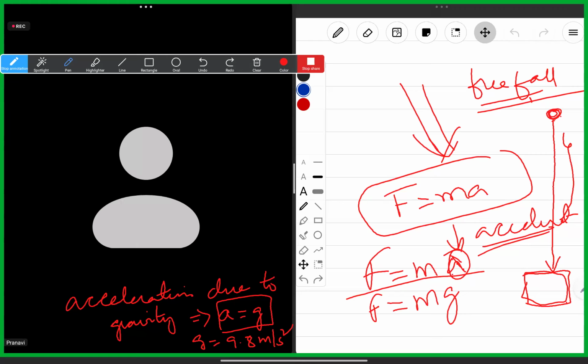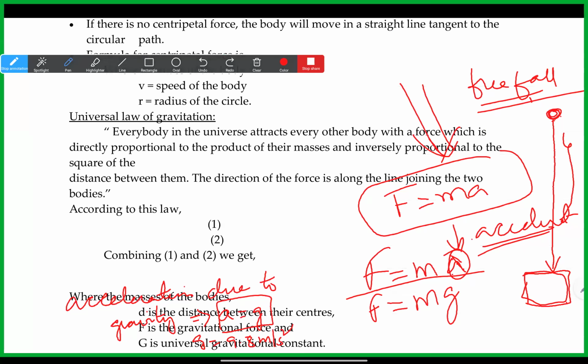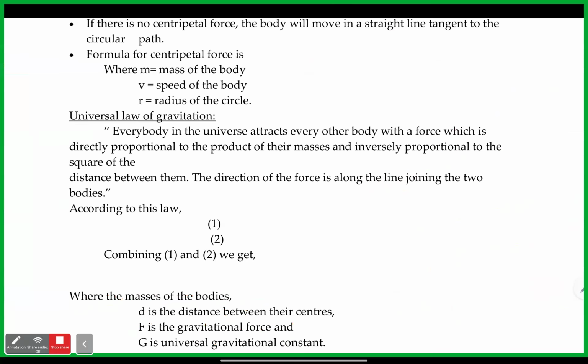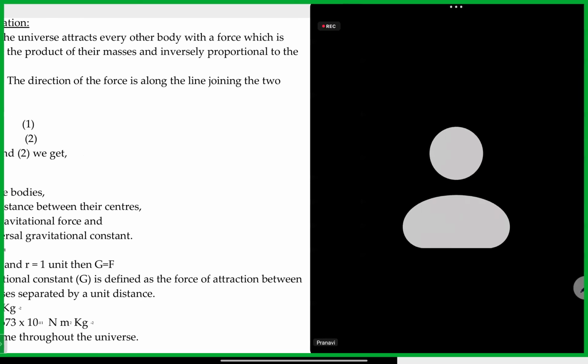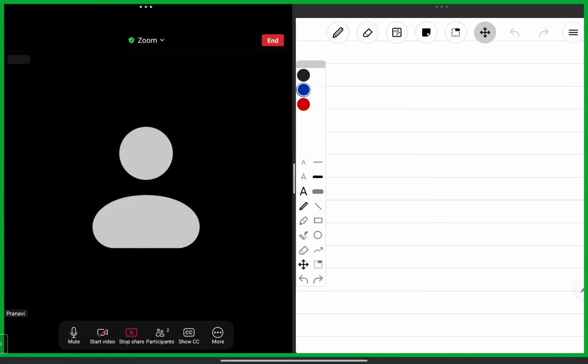So Pranavi, in this we'll separate the G from the equation and we'll make all the units, all the things, one. What is the meaning of that? Suppose, imagine, to understand the G clearly, what they will do is like this. If I separate G.